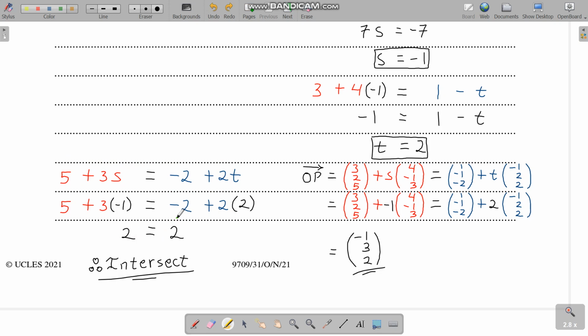And now we find the point of intersection by plugging into the first or the second equation, and you will get exactly the same result whichever equation we use. So for example, 3 minus 4, that's -1, 2 plus 1, that's 3, 5 minus 3, that is 2. You can also use these equations.